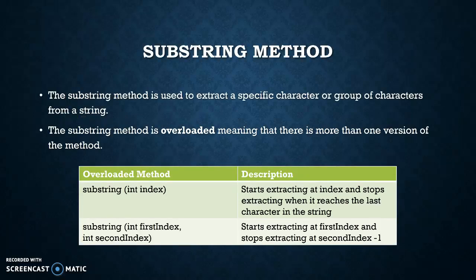Substring method. The substring method is used to extract a specific character or group of characters from a string. The substring method is overloaded, meaning that there is more than one version of the method. So a couple of the overloaded methods that we have right here, we've got substring(int index), which starts extracting at index and stops extracting when it reaches the last character in the string, and then substring(int firstIndex, int secondIndex). With this particular overloaded method, it's going to start extracting at the first index and it's going to stop extracting at second index - 1.